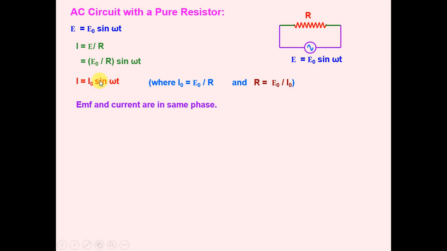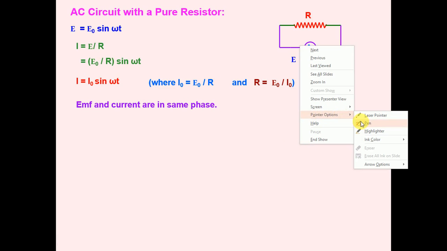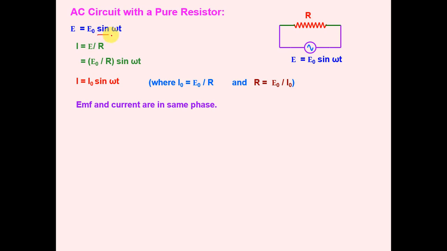Now one very important thing you can see from here: the EMF is sine omega t, and the current is also sine omega t. You cannot see any phase. Here the argument is omega t, here also the argument is omega t. You can't see any phase difference between the EMF and current. So one very important point we can note here: EMF and current are in the same phase.